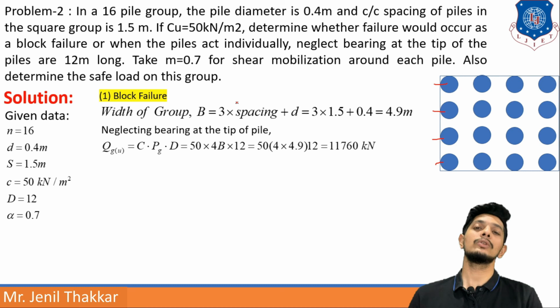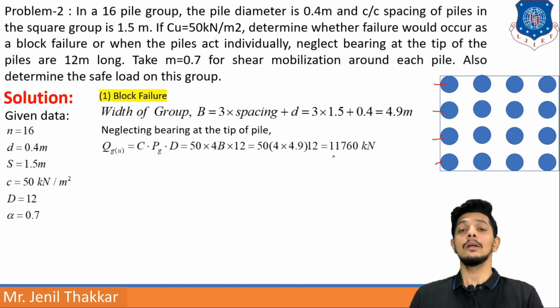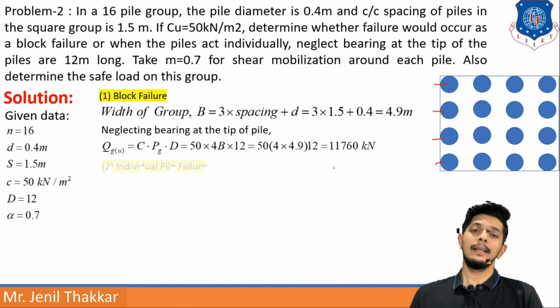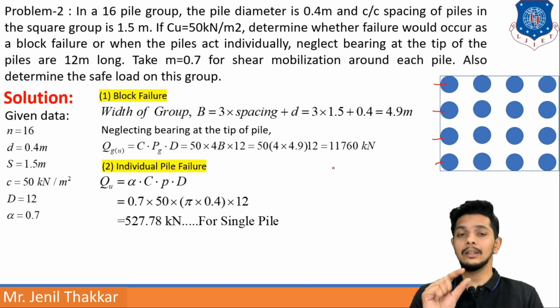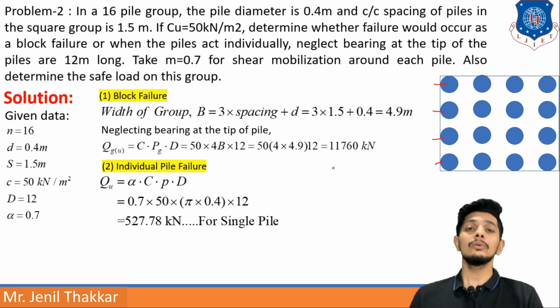We have to write Qg, or group load carrying capacity, is C into Pg into D. Now Pg can be found easily, 4 into 4.9, or we can say 4 into B. C is given as 50 and D is given as 12. So putting all the values, I am getting pile group capacity as 11,760 kilonewton. So let us calculate individual pile failure. For this case, we also have to neglect end bearing, or at the tip of the pile there is no resistance. Let us move to Qu.